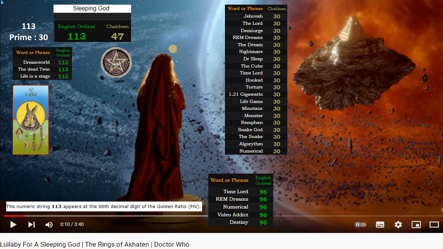So I decided to decode Sleeping God, and bingo, Sleeping God is 47, so no surprise, 47 in Chaldean is linked to the Tetragrammaton. Sleeping God is 113 in English Ordinal, matching Dream World, the Dead Twin, and Life is a Stage. So the Dead Twin is a reference to Osiris, and Life is a Stage because it is all scripted.